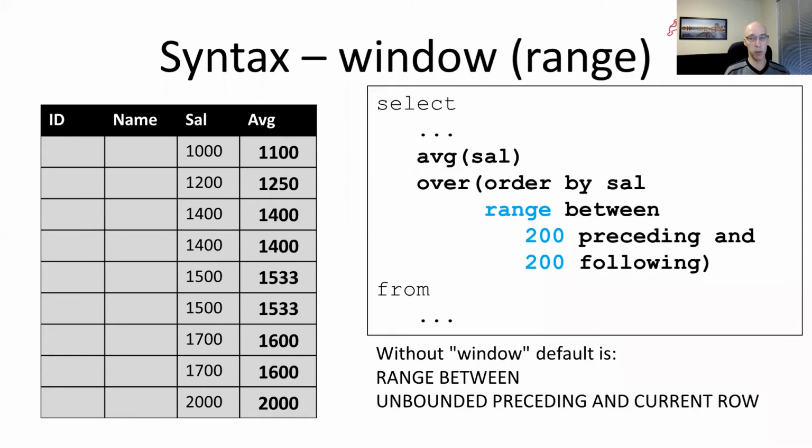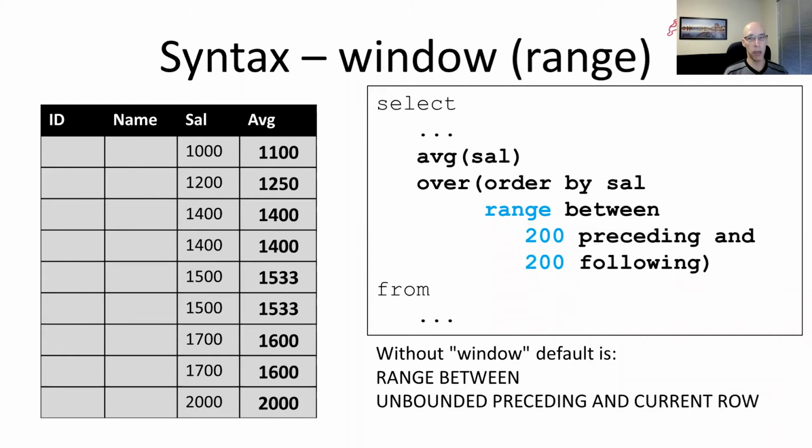Okay, so this is the difference between rows and range. And very, very important to remember that this is relevant only if you use order by. If you don't use order by, the window clause is irrelevant. But if you use order by, there is a default window clause, and the default is range and not rows, between unbounded preceding, meaning the beginning of the partition, and current row.